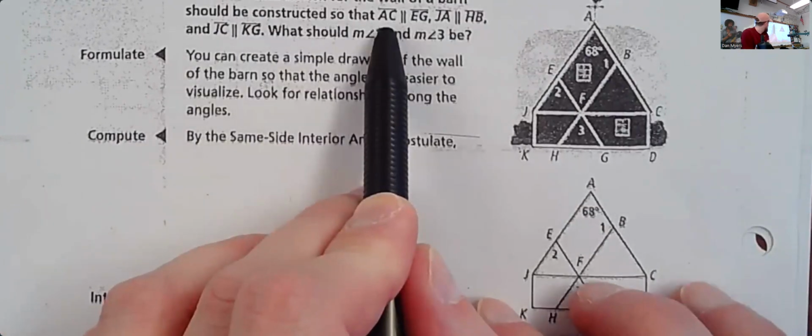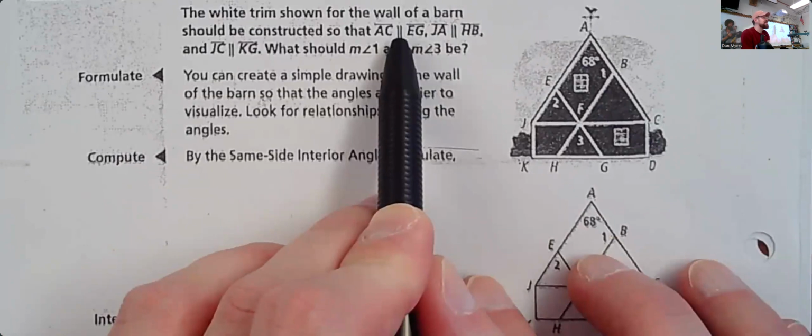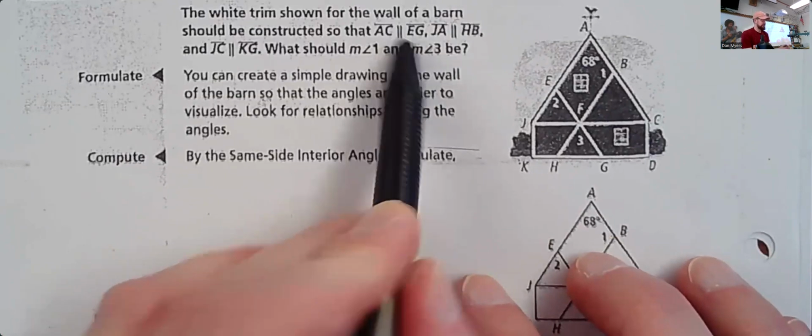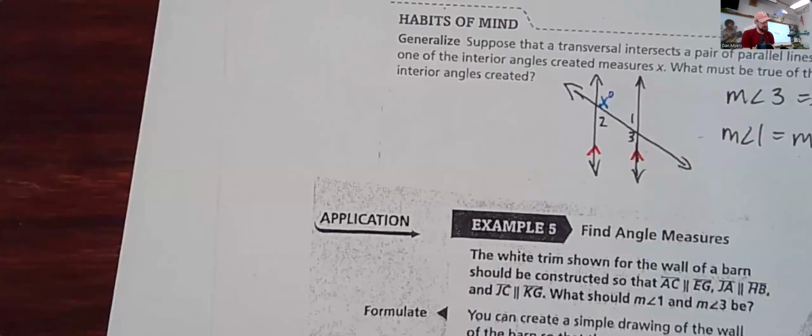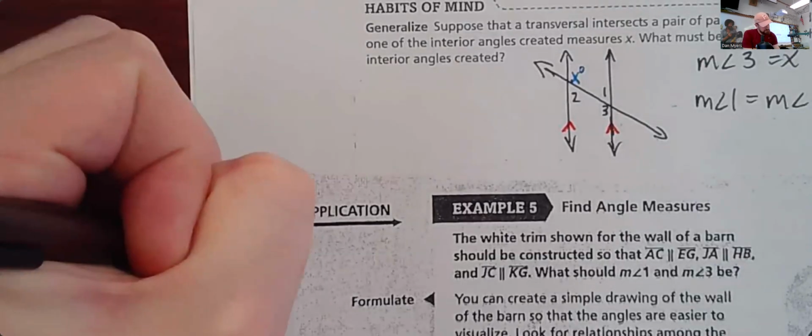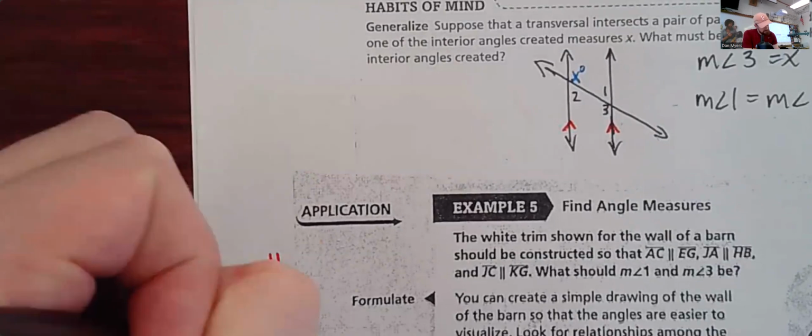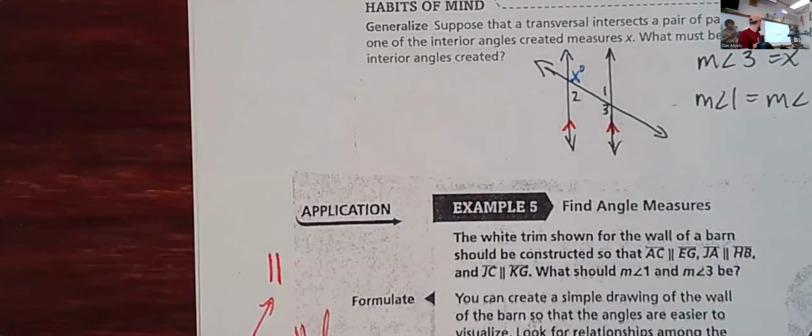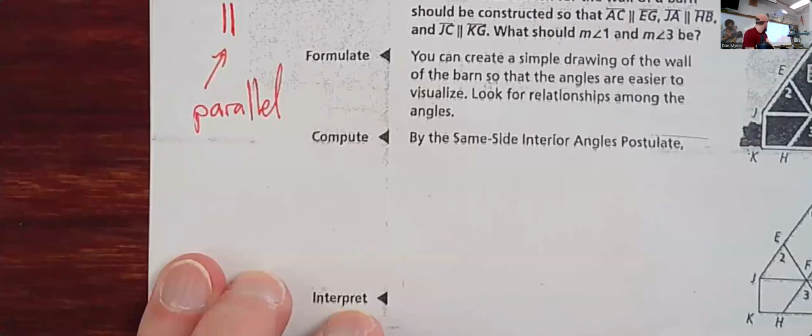segment AC, by the way, those double lines right there, that means parallel. So this is probably something we should put in here. This symbol right here, that means parallel. Make sure I move that so you can actually see it.